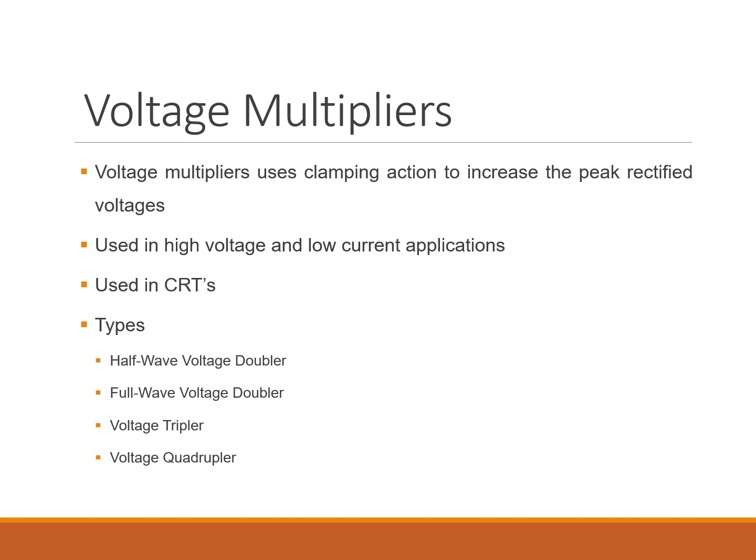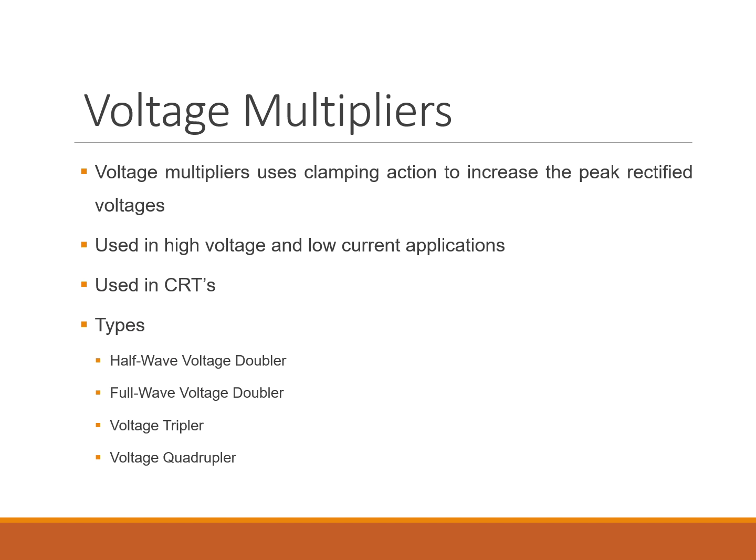Each stage consists of diodes and capacitors, and the input AC signal charges the capacitors at different times. The voltage just adds up stage by stage into a larger DC output. So think of it like building a DC staircase from AC pulses. Then we have common types of multipliers: the half-wave voltage doubler, the full-wave voltage doubler, the voltage tripler, and the voltage quadrupler, to name a few.